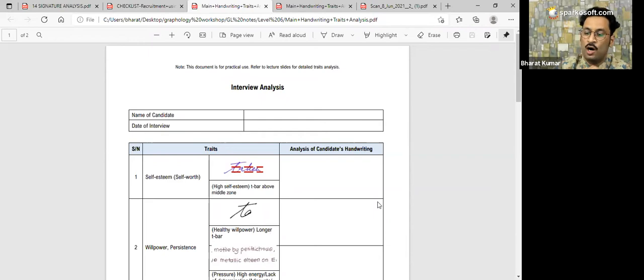Suppose in the signature you have T, you have H, and you have other alphabets, and then check the margin. Check here: T, A, H, and N. Check whether these alphabets are properly in the middle range, upper range, or lower range.